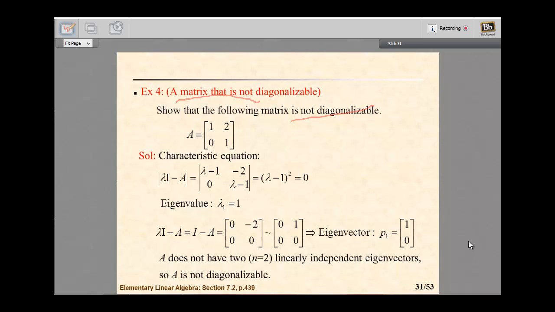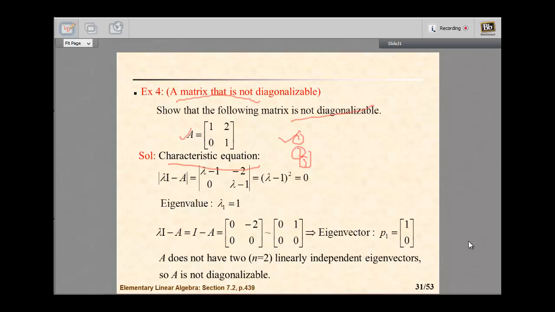Let us see, it is a 2 by 2 matrix. Let us see whether it is diagonalizable or not. As I told you, to check diagonalizability there are 3 steps. Step number 1, find the eigenvalue. Step number 2, find the eigenvector. Step number 3, find the P. So first of all, step number 1, find the eigenvalue.